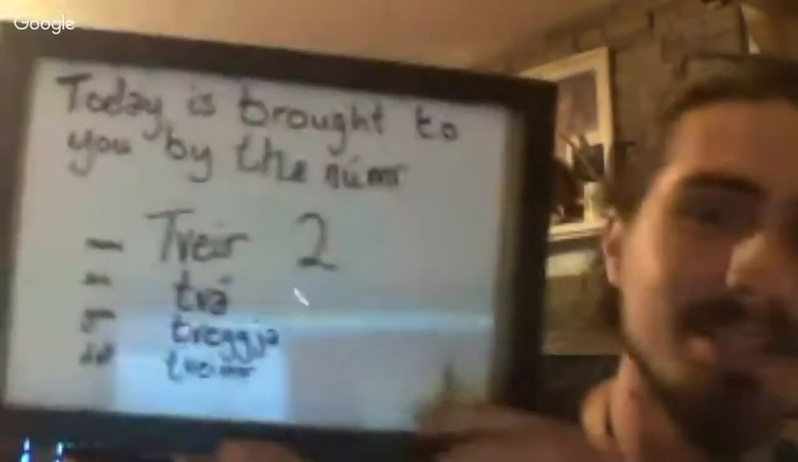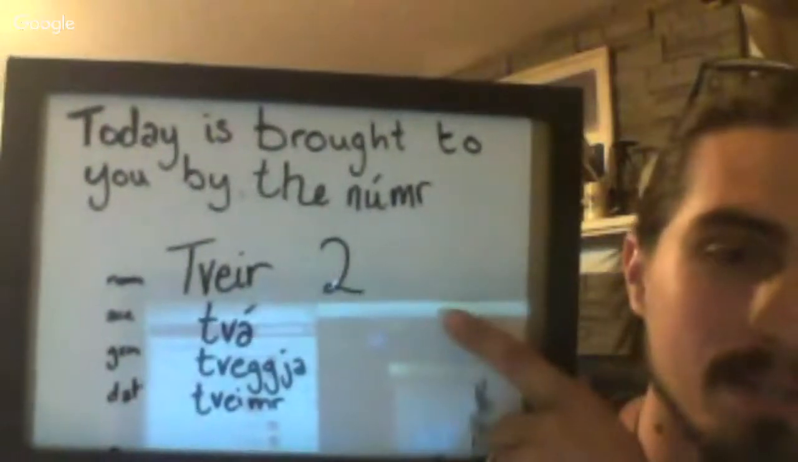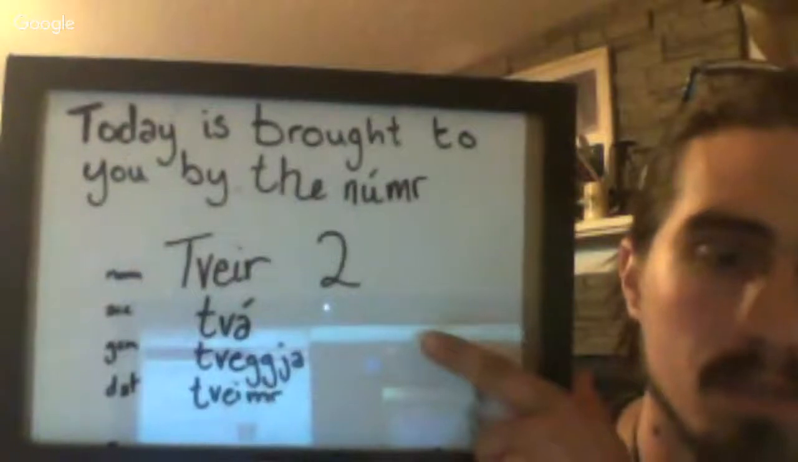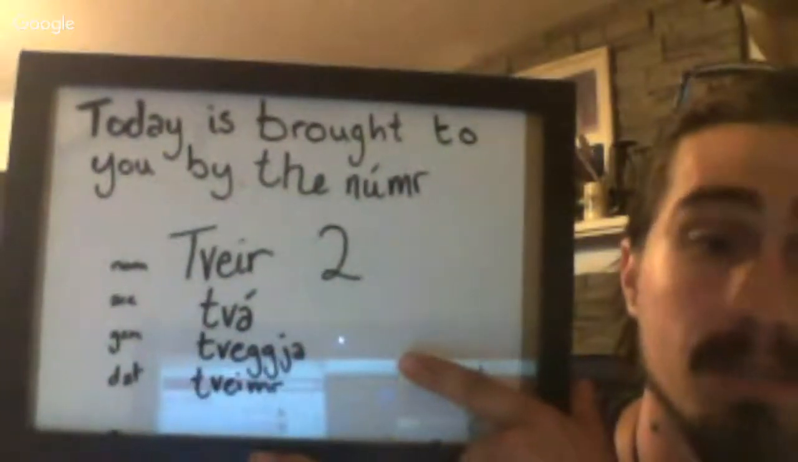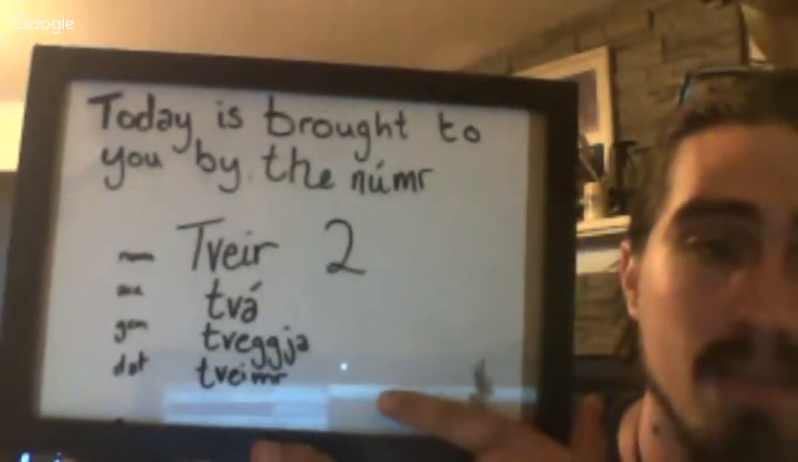Yeah, really 4. So today is brought to you by the number tver. The accusative of tver is tva, genitive tvegja, and dative tvemja.